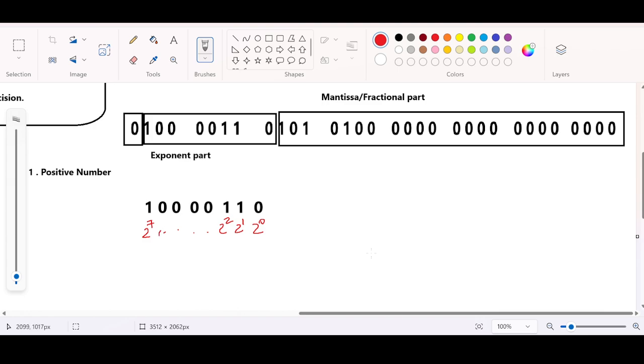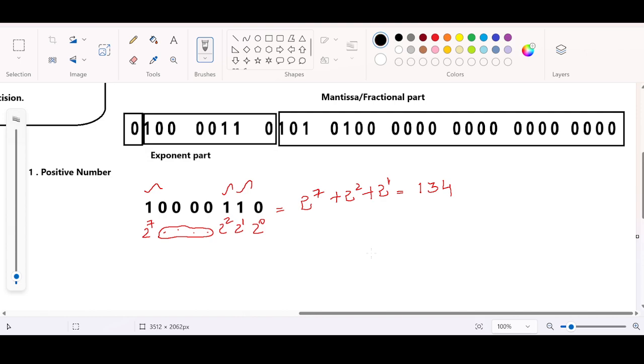I'm not considering the positions where the bit is 0. So I will consider this one, this one, and this one. So it is going to be 2 to the power of 7 plus 2 to the power of 2 plus 2 to the power of 1. What is the answer that we get? Anyone help me? Yes, 134. So we get 134.